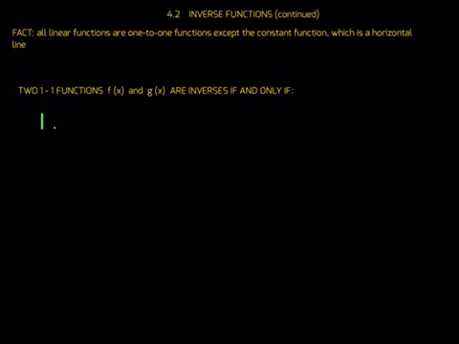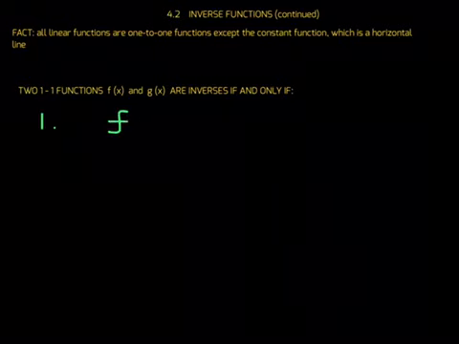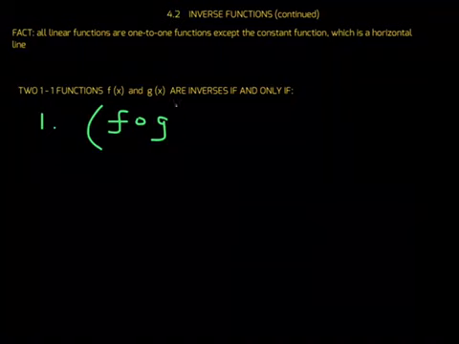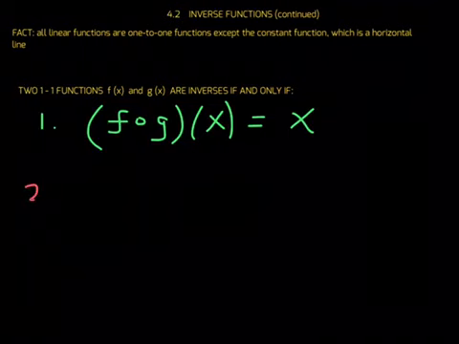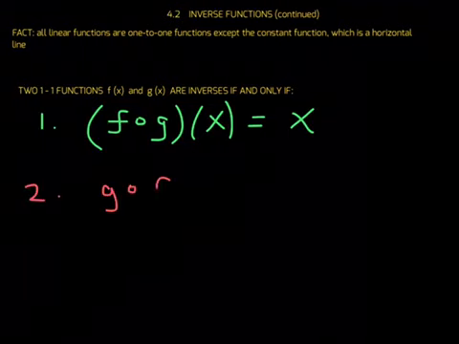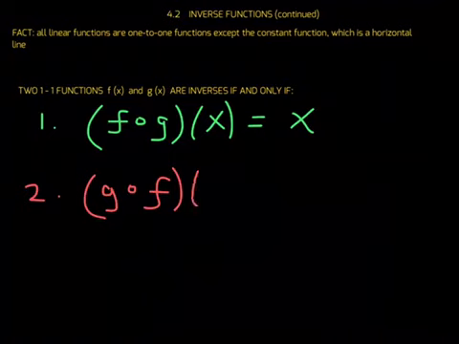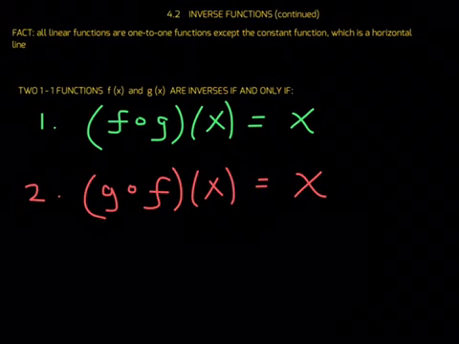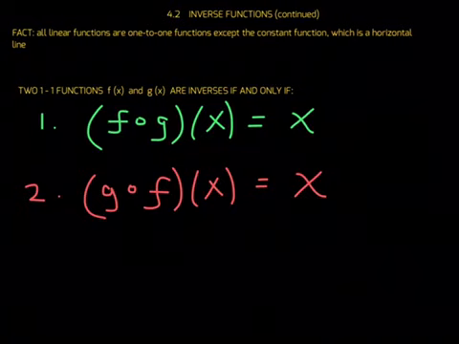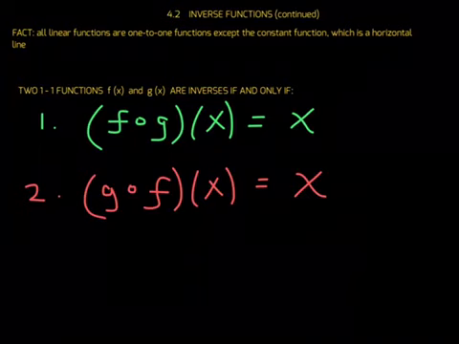Number one, you'd have to show that f composed with g at x gives you simply x. And the second thing you'd have to show is g composed with f at x is simply x. If you can show these two things, then the two given functions f and g are indeed inverses of each other. So we'll now look at a couple examples illustrating this fact.